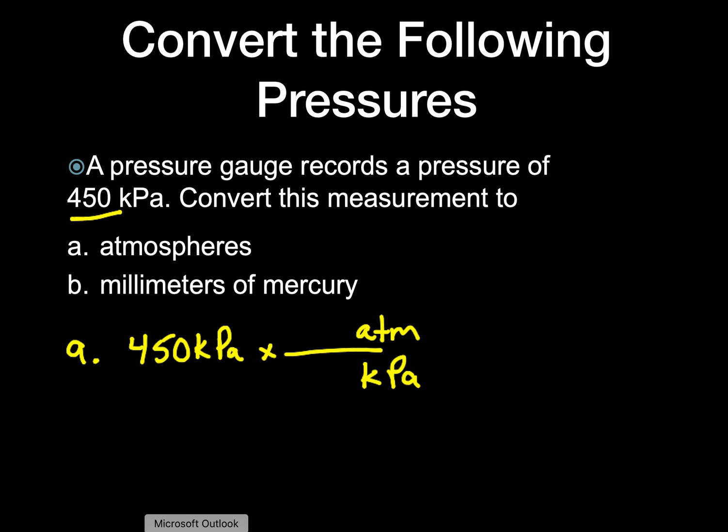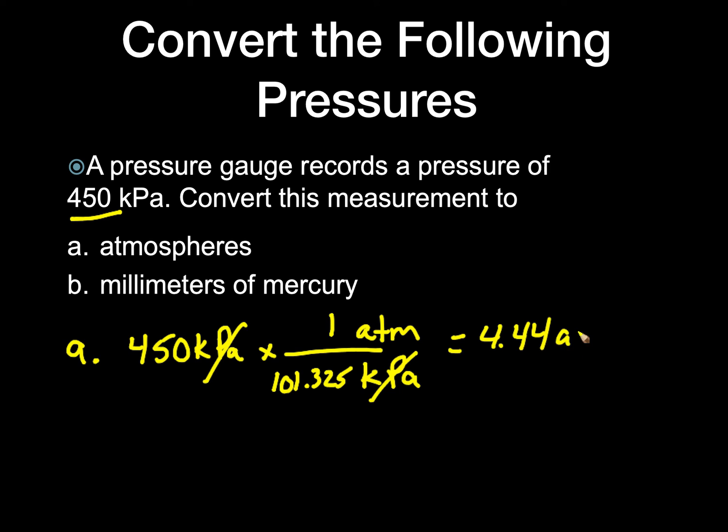What number corresponds with atm? That would be the number 1. And what number corresponds with kPa? That will be 101.325. So kPa is gone, and we're left in atm, right where we want to be. So it'll be 450 divided by 101.325, and we would get 4.44 atm.